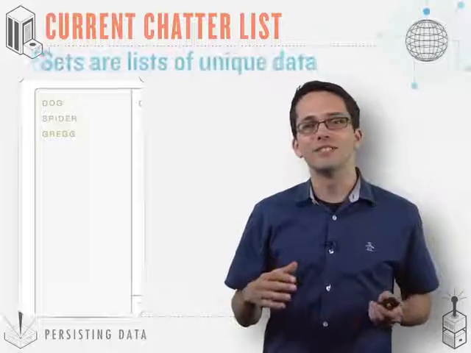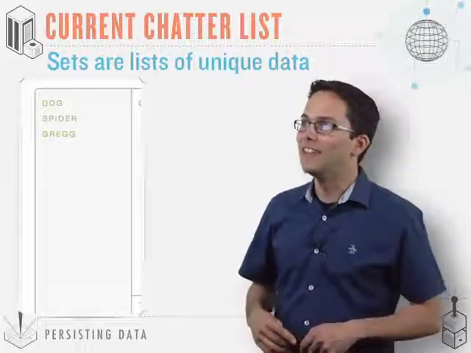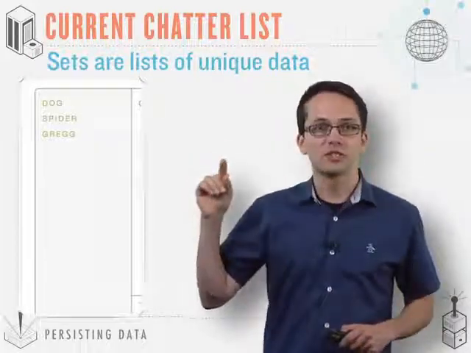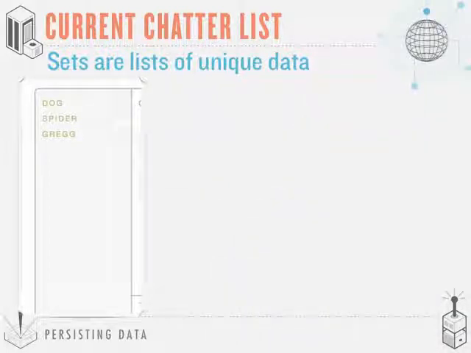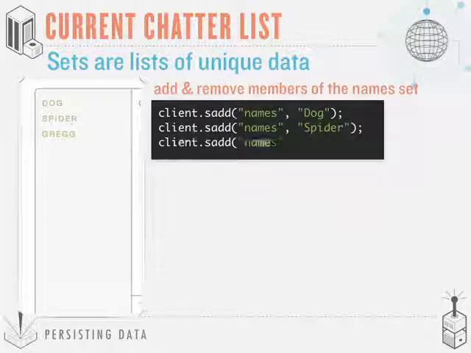There's one more thing we need to do to create this chatter application, and that's to show a list of who is currently in the room, who is connected. We're going to do that using a set. Sets are lists of unique data. You can't have duplicates. And to store a set in Redis, we're going to call sadd, and then specify the set name, in this case names, and then the value we want to send into the set, in this case dog, and then spider, and then Greg.